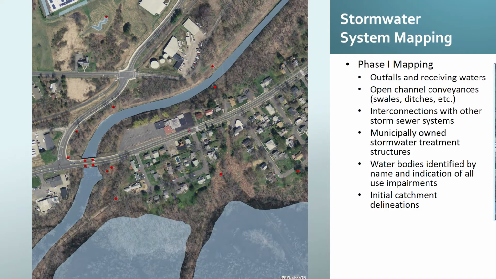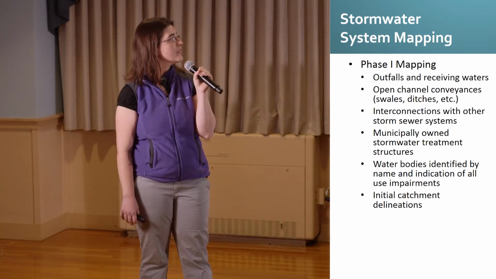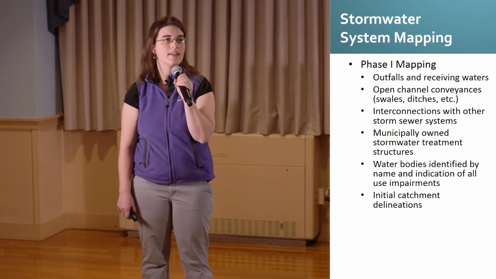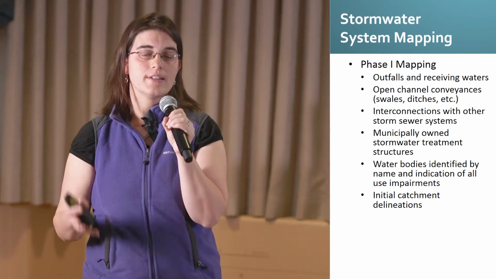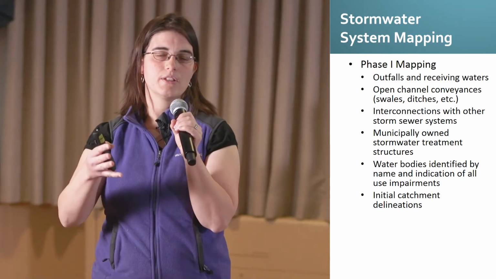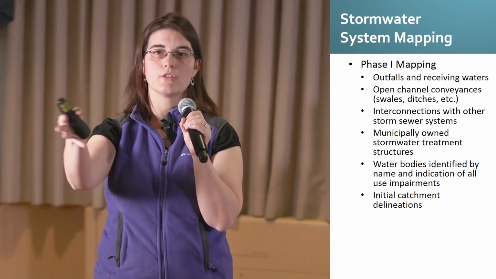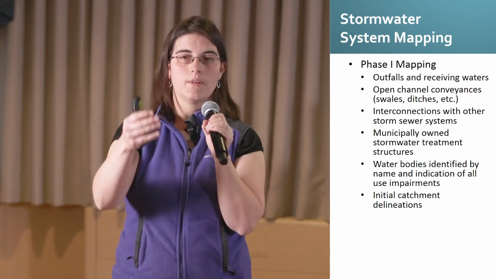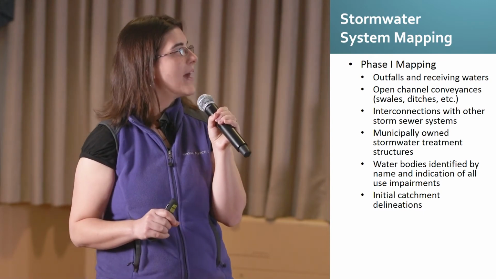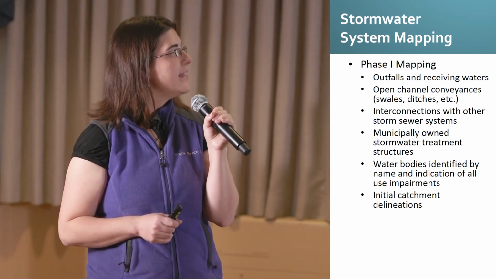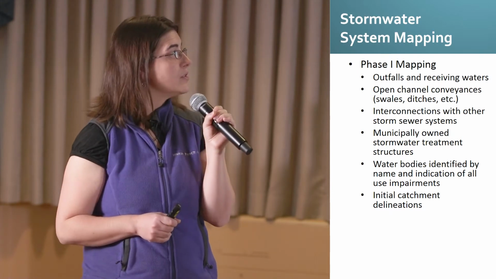So stormwater system mapping, the phase 1 mapping is an update of your 2003 mapping. You need to show all your outfalls and receiving waters, but you also need to make sure you show your conveyances, your open channel conveyances like swales and ditches. Don't forget that the ditches can create outfalls. If you have ditches on either side of a roadway, and they're running down towards a stream crossing, where that ditch line enters the water, that's considered an outfall. So just make sure you keep that in mind. The ditches were kind of overlooked in the 2003 permit. And then interconnections with other stormwater sewer systems need to be mapped.